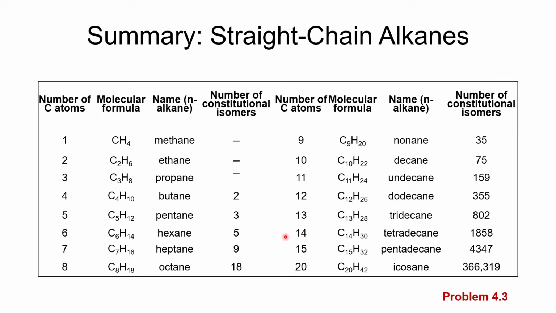All right, so our summary for the straight chain alkanes, we went up through pentane. If we have 6 carbons, it's hexane, 7 is heptane, 8 is octane. So those prefixes make sense. Nonane for 9, decane for 10, undecane for 11, dodecane for 12, tridecane, tetradecane, and pentadecane for 13, 14, and 15. And then here we've got 20 carbons, and that is icosane.